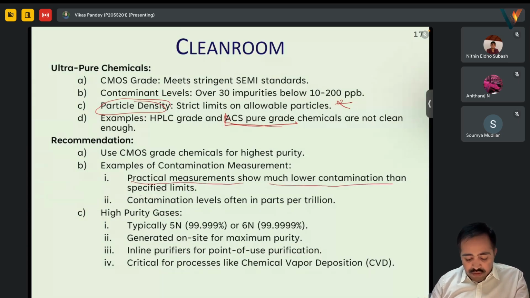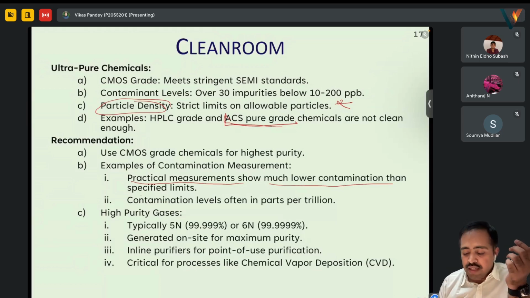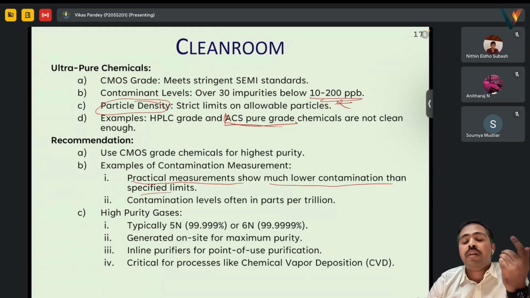The dust particle should be very, very minimal. In fact, if you are in a clean room, the dust particle size itself is controlled. The contamination level should be, this is the highest limit, right? It should be in parts per trillion, not even parts per billion.